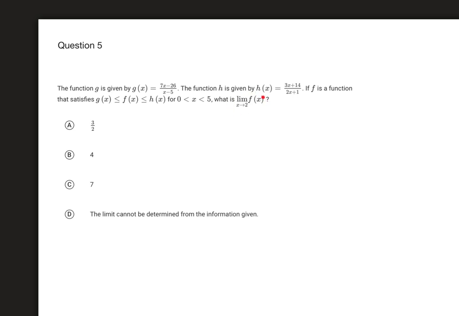Okay, so the squeeze theorem says if we want to evaluate a limit, it has to be in between two other functions, which it is. They say it is. And then the limit of the lower bound function and the limit of the upper bound function as x approaches 2 in this case have to equal each other. If they do, then this limit will equal the same thing. So basically we're just going to find the limit as x approaches 2 of each of those functions.